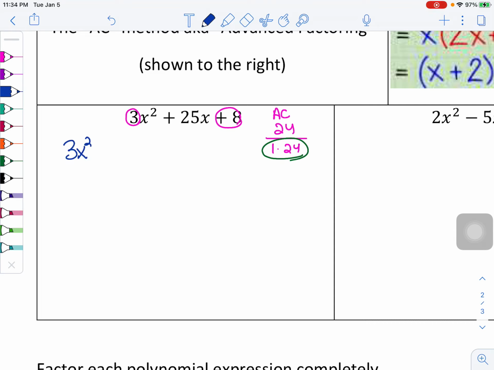So I'm going to take my first term, leave it as 3x squared. I'm going to split the middle term. Instead of writing 25x, I'm going to use 1 and 24. So plus 1x plus 24x. It doesn't matter what order you write them in, so understand that either way could work. And then your last term stays the same.